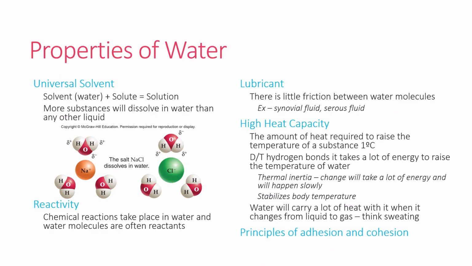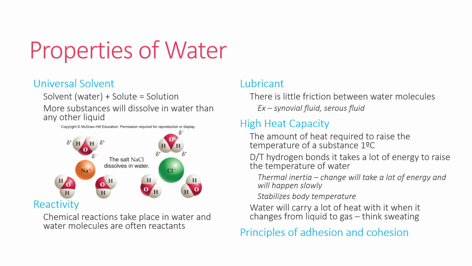Lubricant. Very little friction between water molecules. And so in areas of the body, like inside of our joints where we have synovial fluid, or in our serous membranes, for example, around the heart, the lungs, and the abdominal viscera, we have serous membranes that produce a serous fluid, which allows us to, for example, with our lungs, breathe in and breathe out without your lungs rubbing up against your chest wall, which is very, very painful when it does happen.